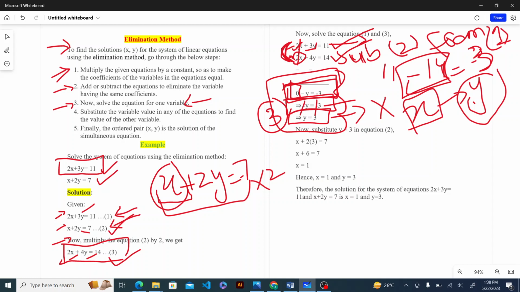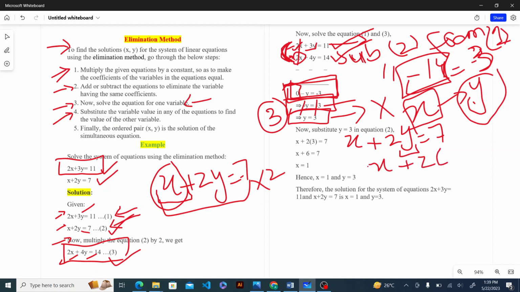So now the fourth step: substitute the variable value in any of the equations to find the value of the other variable. As we have got the value of y, we will substitute it in any of the given equations and find the value for x. Now we are going to take the second equation, x plus 2y is equal to 7, and we will put the value of y here, that is x plus 2 into 3, as we have found it.